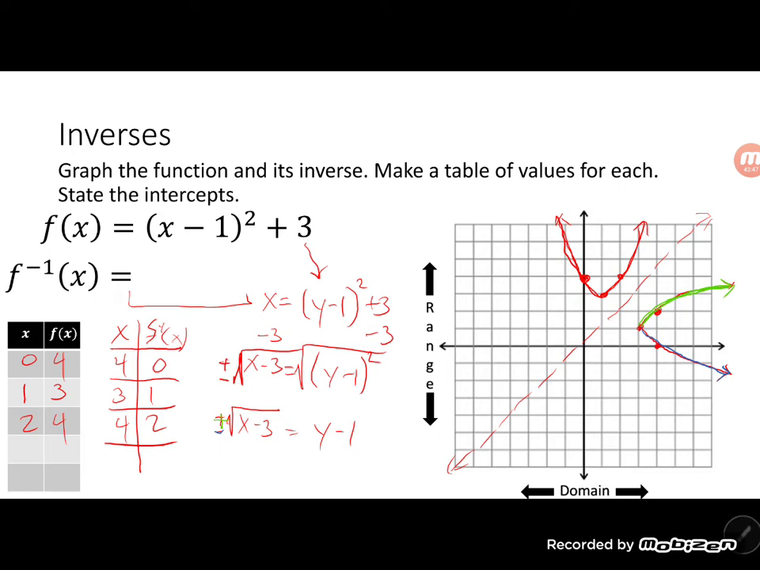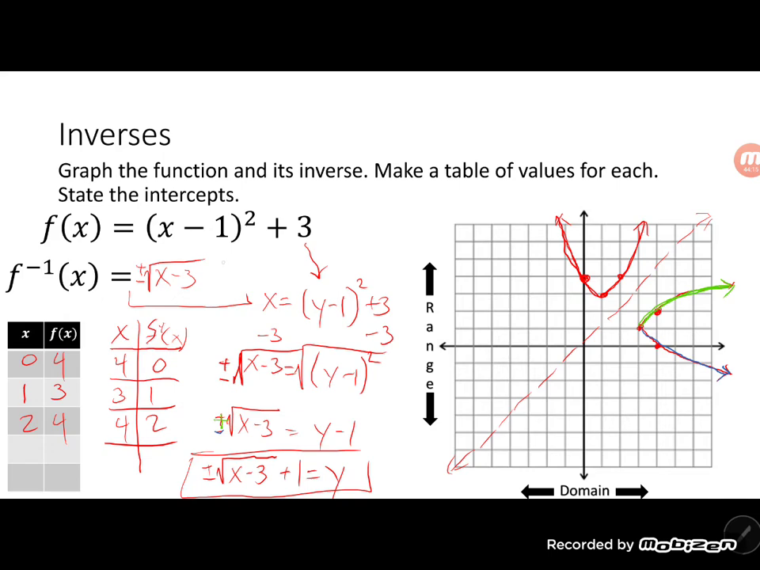Okay, so we'll go ahead and finish off this problem. We will then write plus or minus the square root of x minus 3, plus 1 equals y. That is our inverse equation. We'll go ahead and write it down. And I should actually be saying inverse equations because there's a couple there. There's the positive and the negative version of it.